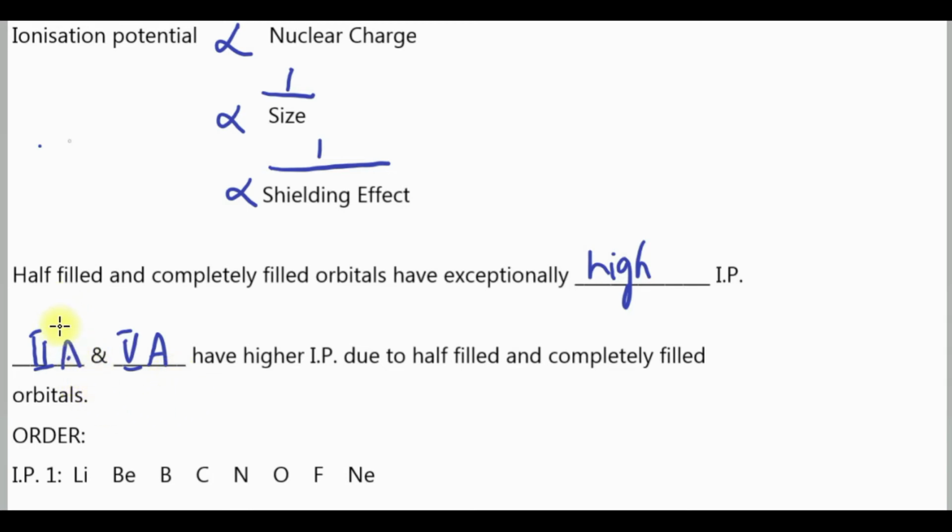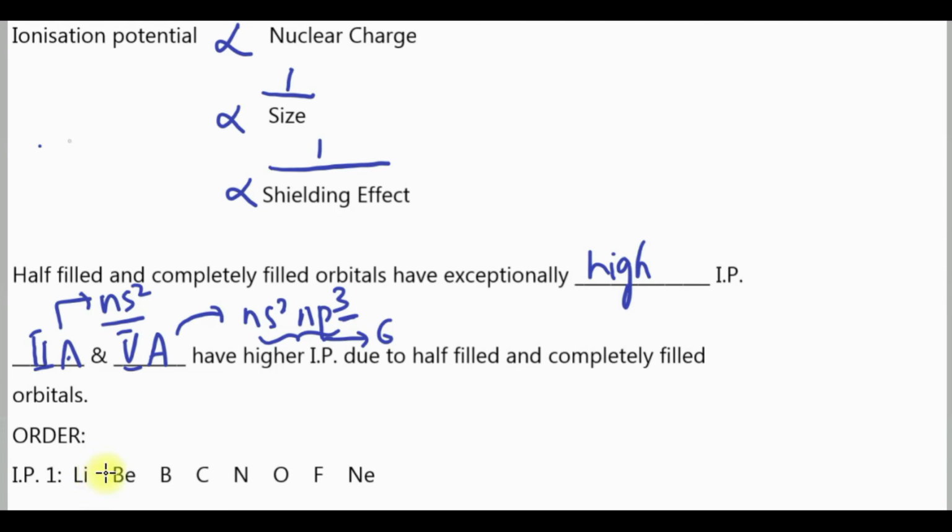So what is the configuration of 2A group elements? That is ns2, the s orbital is completely filled. For 5A group elements, ns2 np3, there are 5 electrons in the outermost orbital, and the p orbital, which normally holds 6 electrons in total, is holding 3 electrons. So it is a half filled orbital. So you have to remember that 2A group elements and 5A group elements have higher IP compared to their preceding and succeeding elements. Alright, so let us look at the order of the second period.